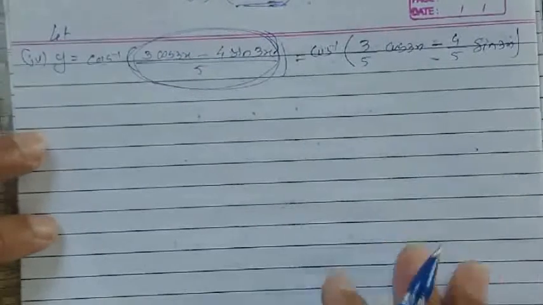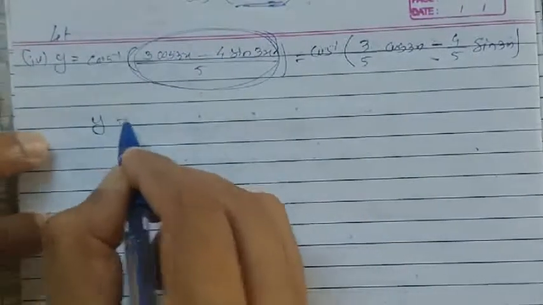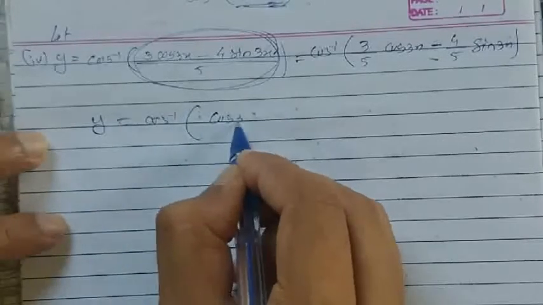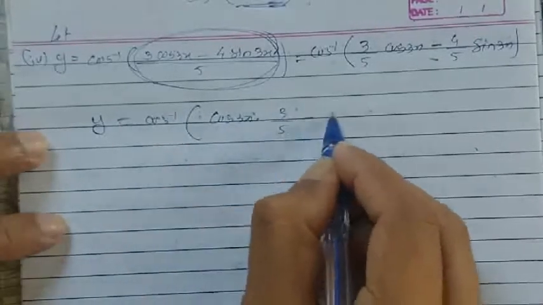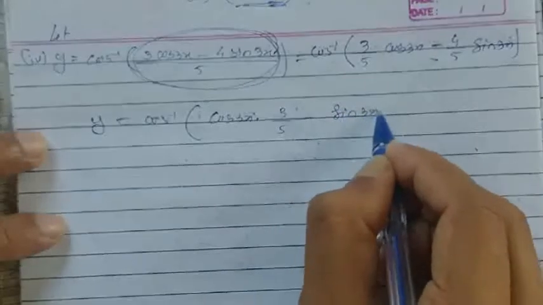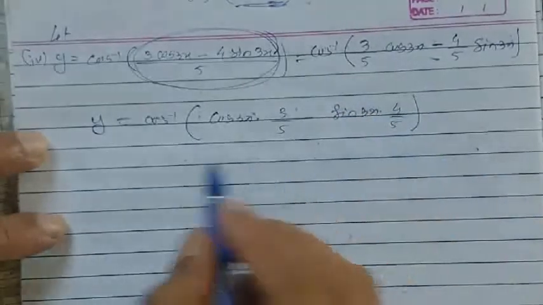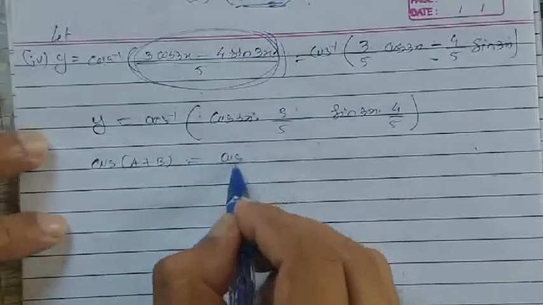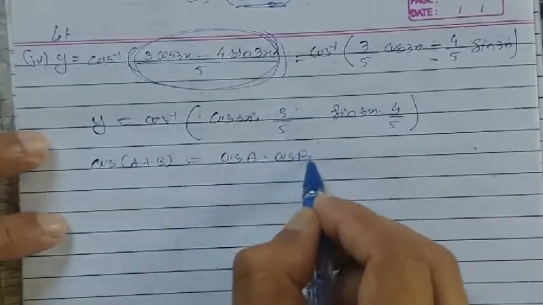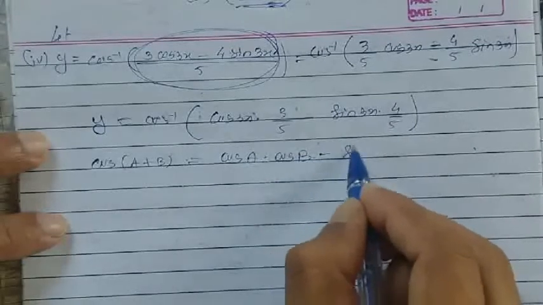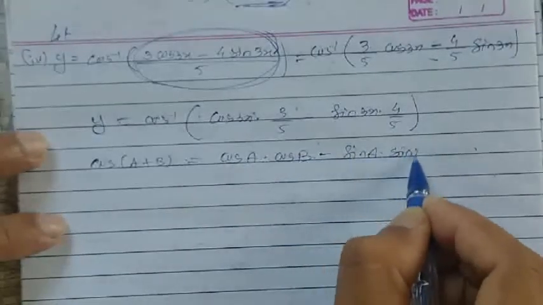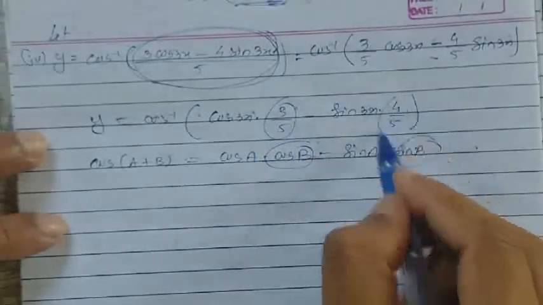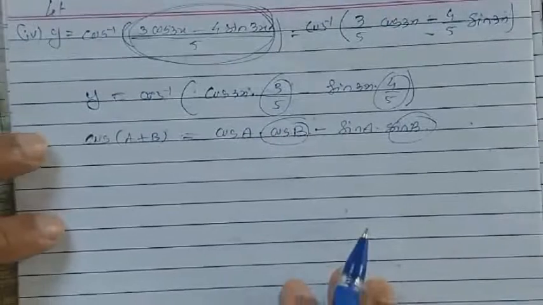So what we get here, let us rearrange them. Therefore y value is cos inverse of cos of 3x into 3 by 5 minus sin of 3x into 4 by 5. So we have the allied angle formula for cos of a plus b, which is nothing but cos a into cos b minus sin a into sin b. So here cos b value is 3 by 5, sin b value is 4 by 5.